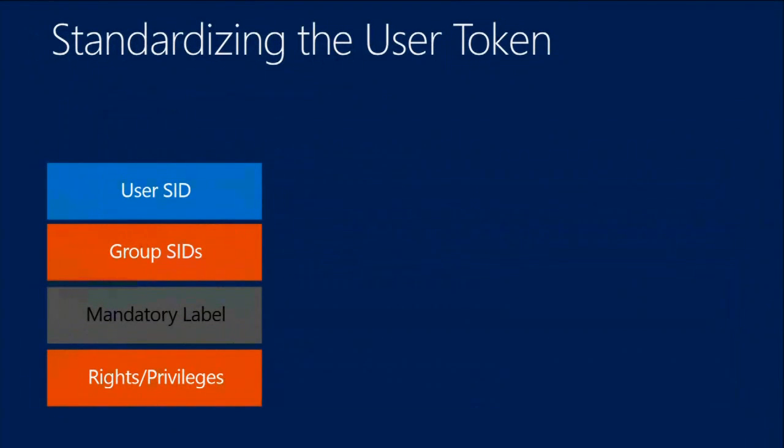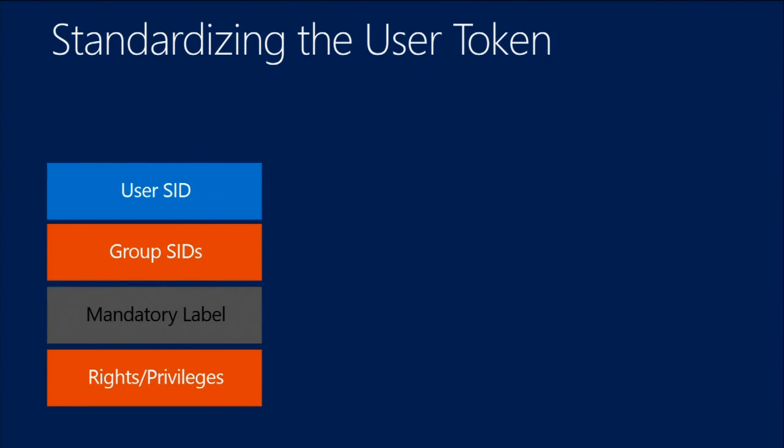So, what happens when you log on as a member of the administrators group on a Windows 7 or Windows Vista system? You log on and a user token is created for you. The user token consists of your SID, your security ID, the security IDs of the groups that you are a member of, and you get privileges. You also get a mandatory level, but I will talk about that a little bit later.